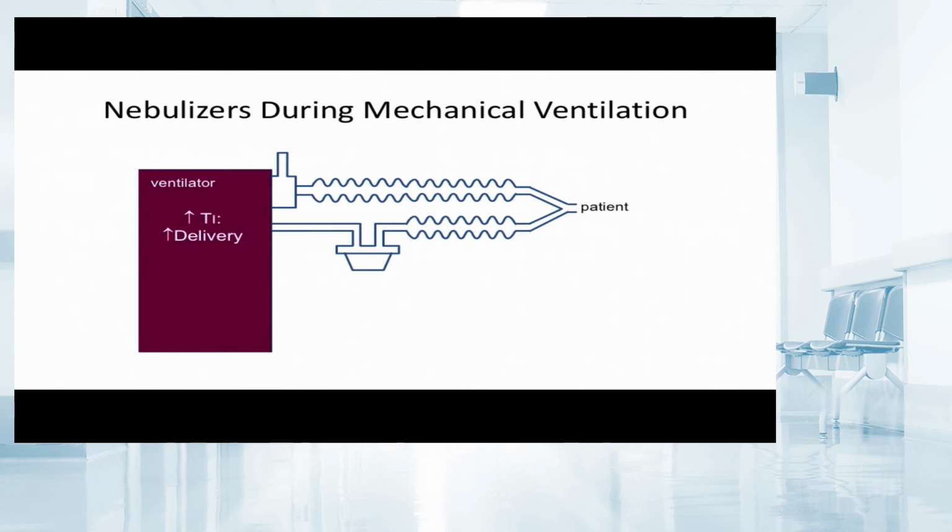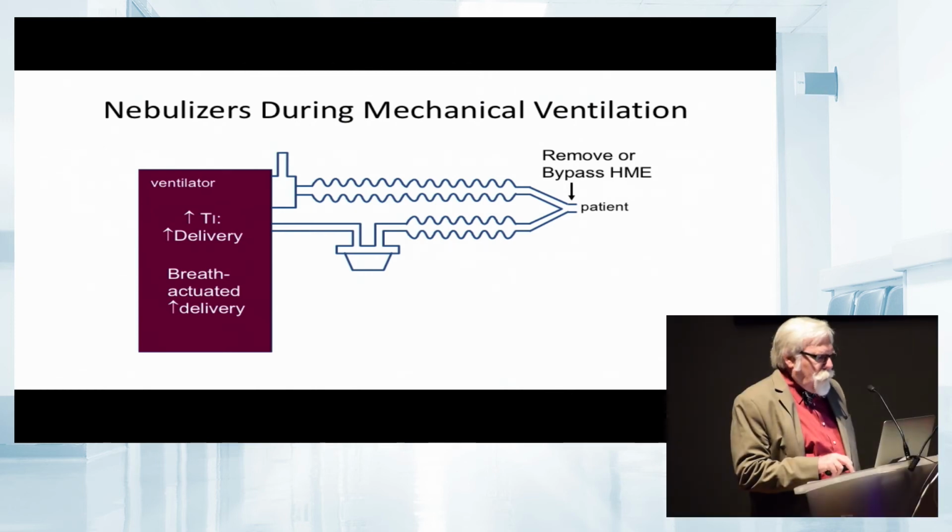For example, if we increase the inspiratory time setting on the ventilator, that will increase the amount of drug that is delivered. If the nebulizer is breath actuated, so that the aerosol is only delivered during the inspiratory phase, that will increase the amount of drug that is delivered. If we use a heat and moisture exchanger or an artificial nose, that needs to be either removed or bypassed during the treatment because the heat and moisture exchanger can be a very effective filter of the aerosol.